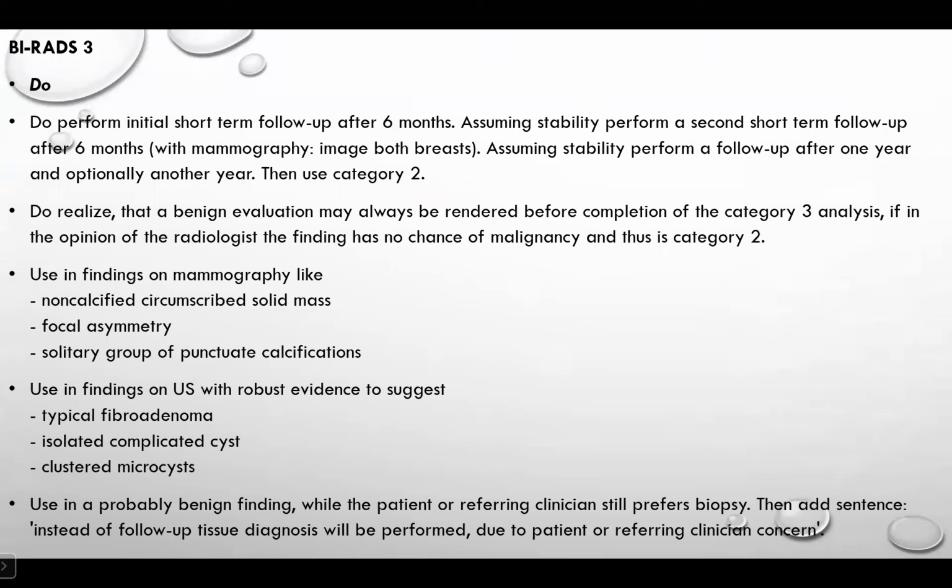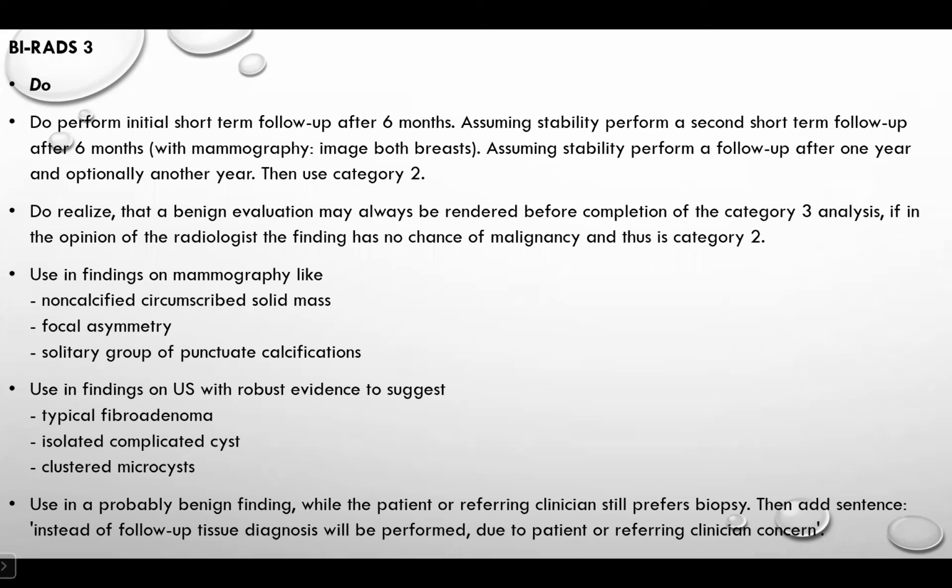Use BI-RADS 3, do perform initial short-term follow-up after 6 months, and as I said, assuming stability, perform a second short-term bilateral mammogram at another 6 months, and after stability, another mammogram after 1 year and optionally after another year. Do realize that a benign evaluation may always be rendered before completion of the category 3 analysis if, in the opinion of the radiologist, the finding has no chance of malignancy and thus it is category 2.